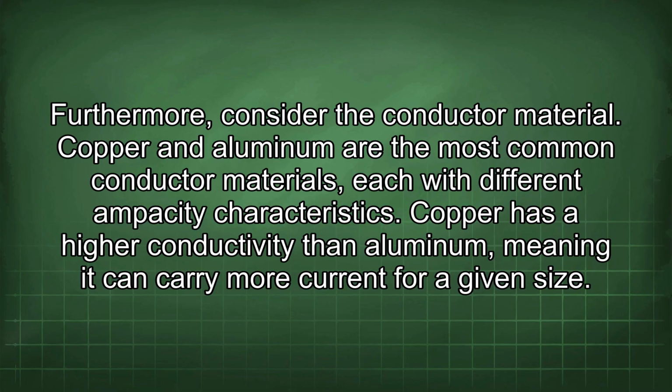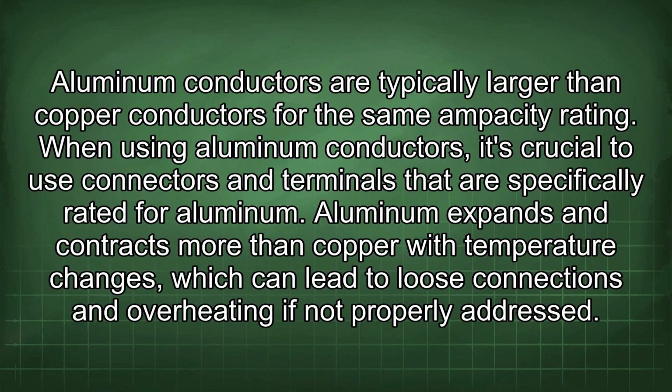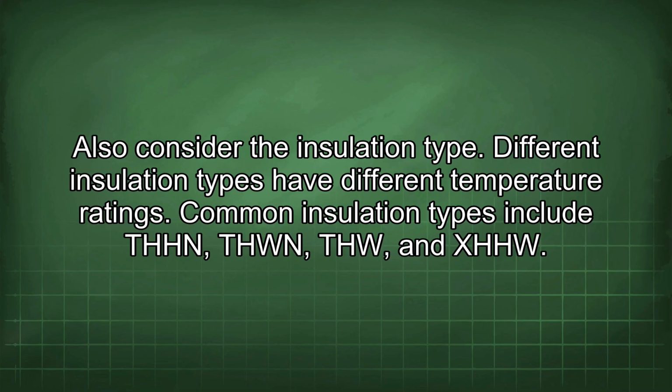Copper and aluminum are the most common conductor materials, each with different ampacity characteristics. Copper has a higher conductivity than aluminum, meaning it can carry more current for a given size. Aluminum conductors are typically larger than copper conductors for the same ampacity rating. When using aluminum conductors, it's crucial to use connectors and terminals that are specifically rated for aluminum. Aluminum expands and contracts more than copper with temperature changes, which can lead to loose connections and overheating if not properly addressed. Also consider the insulation type.